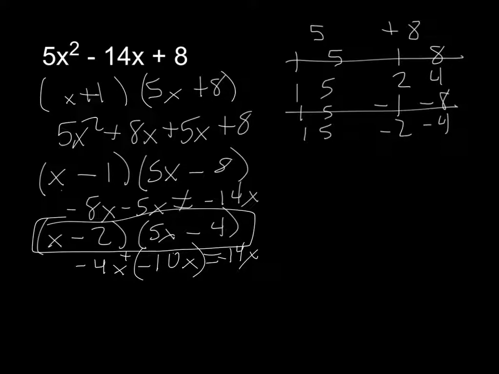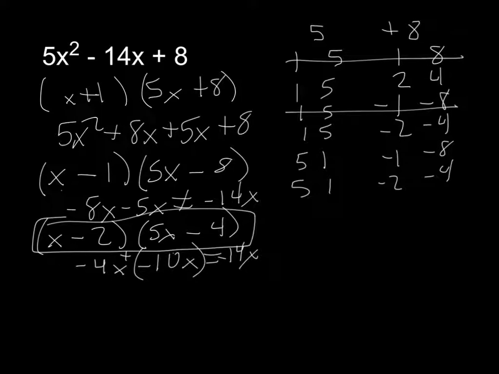Now, if that one hadn't worked, I might have had to continue by working with 5, 1, negative 1, and negative 8, and 5, 1, negative 2, and negative 4, because the order here does matter. If I do 5 times negative 8, I'm going to get negative 40, and 1 times negative 1 is going to give me a negative 1. So I'd have a negative 41 when I sum those up. This would be a negative 20 and a negative 2, which would be a negative 22.